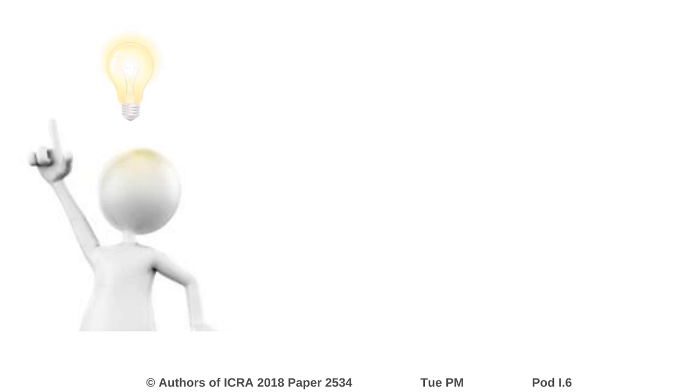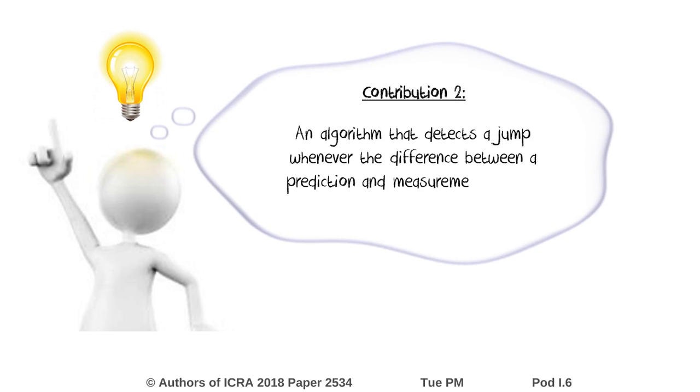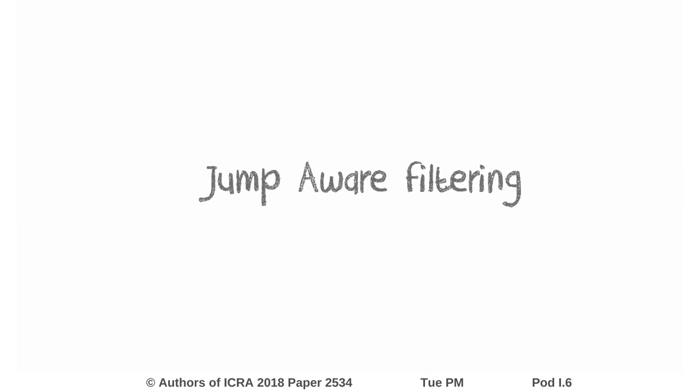This leads to the second contribution of our work, an algorithm that detects a jump whenever the difference between a prediction and measurement sample exceeds a parametric threshold. The combination of the filter and detection we call jump-aware filtering.